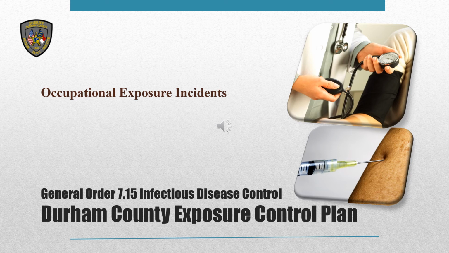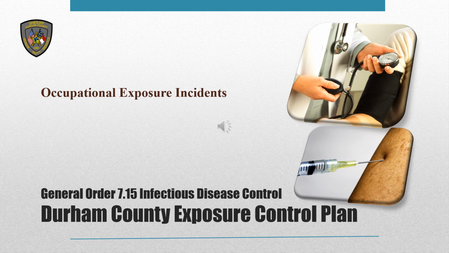When an occupational exposure incident occurs, the affected officer will immediately notify his supervisor and prepare a written Code 1 detailing the circumstances of exposure and the identity of the source, if known, prior to ending the tour of duty on which the exposure incident occurred.